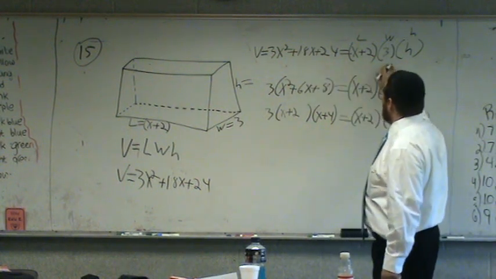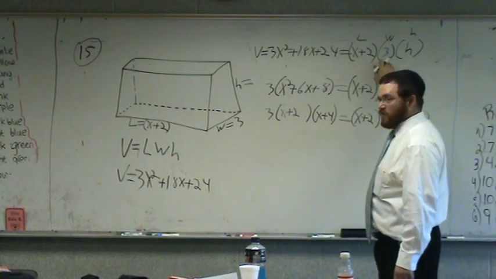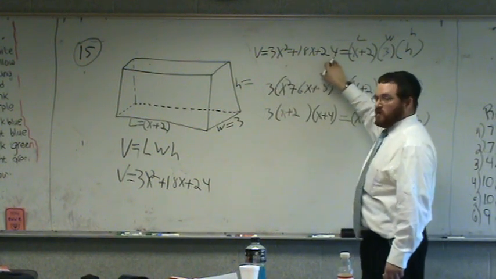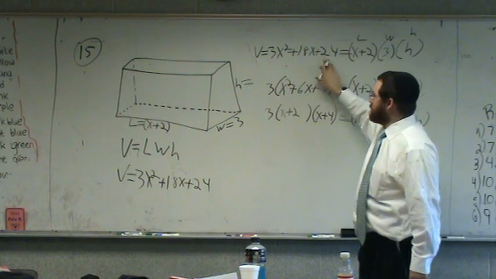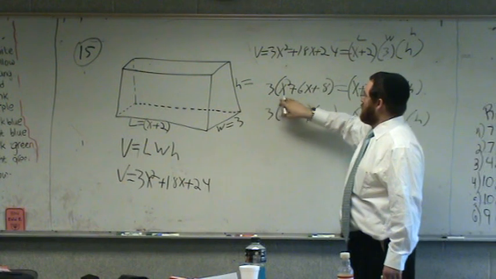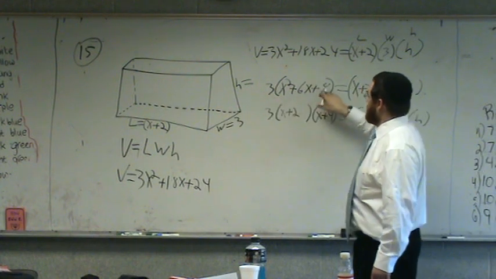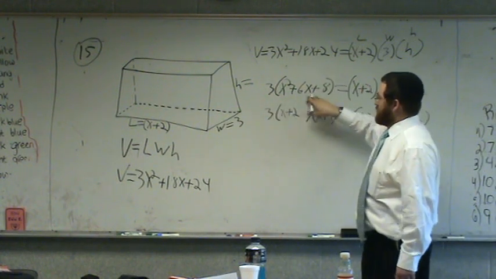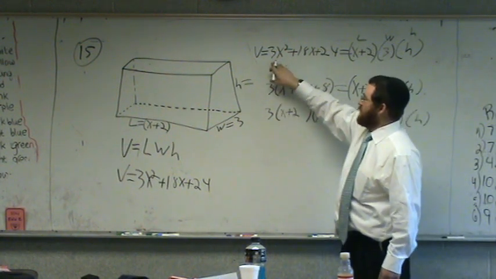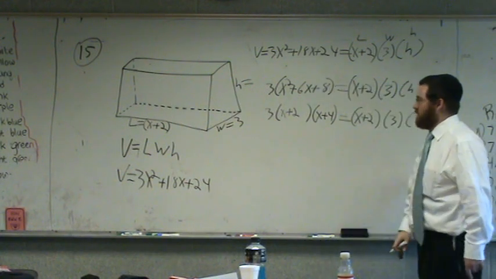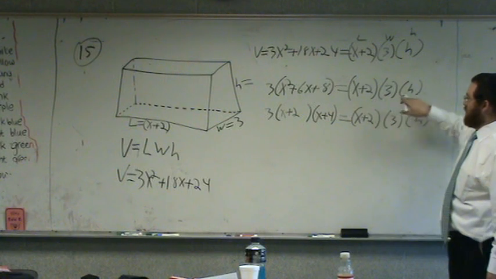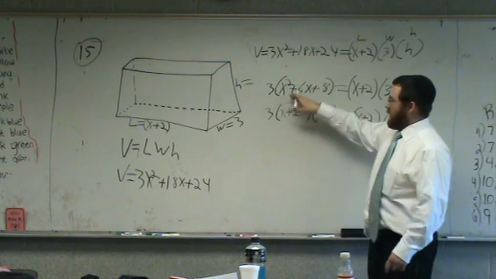Well, you know that it is divisible by 3 because you have a 3 over here. And you also know that 3x², 18x, and 24 are all divisible by 3. So take a 3 out. 3 times x² is 3x². 3 times 6x is 18x. And 3 times 8 is 24. So therefore, 3 times (x² + 6x + 8) is the same thing as 3x² + 18x + 24. And we know that it's equal to length x + 2, times the width 3, times the unknown height. Now, can you factor this out?